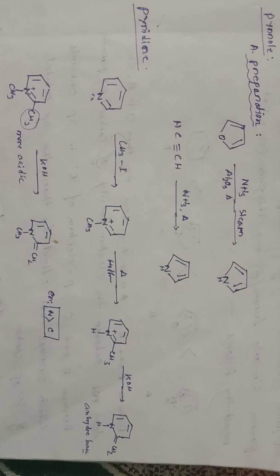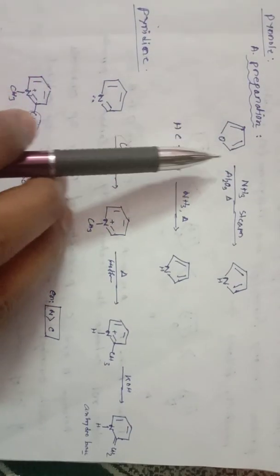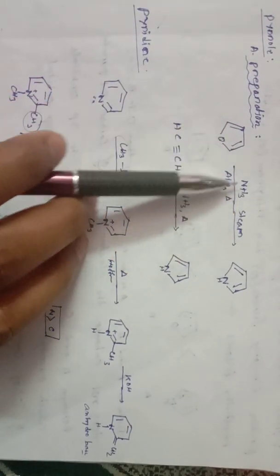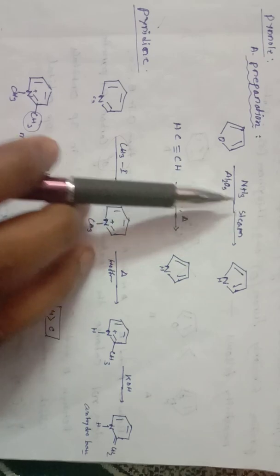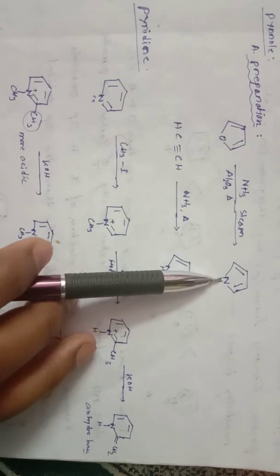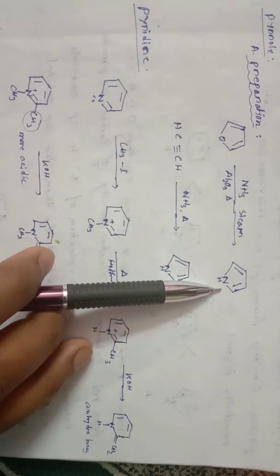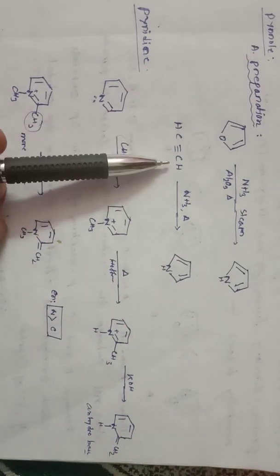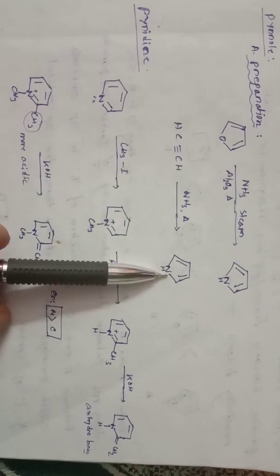Now here I am going to discuss some reactions of pyrrole, pyridine and picoline etc. So let's first start with the preparation of pyrrole. If we react furan with ammonia steam in the presence of Al2O3, we get pyrrole. If we react acetylene with ammonia, we also get this type of product.